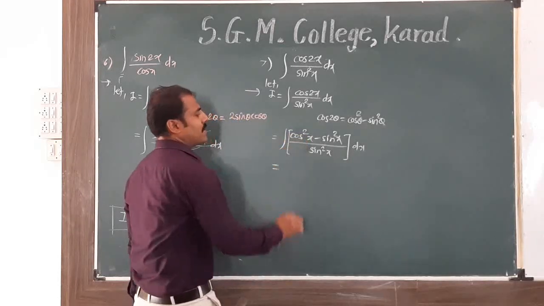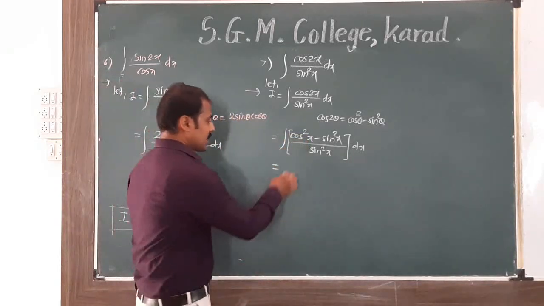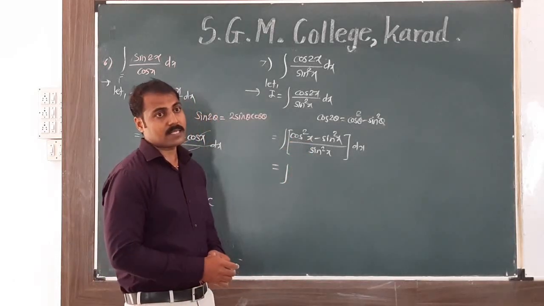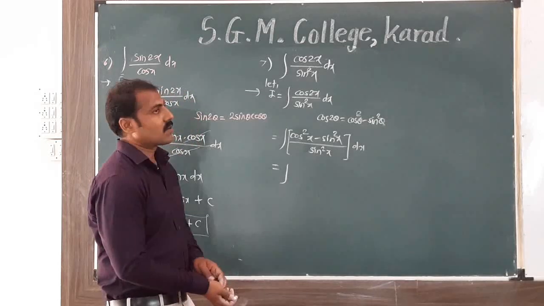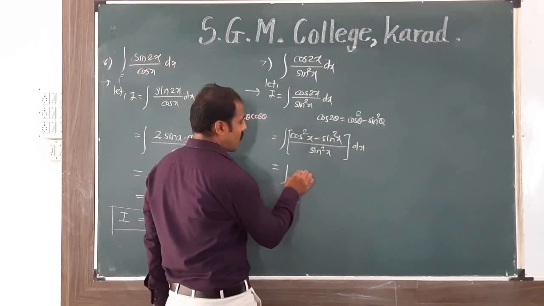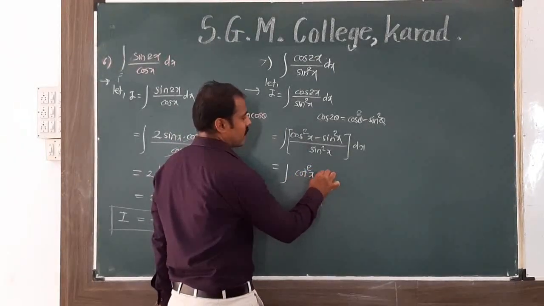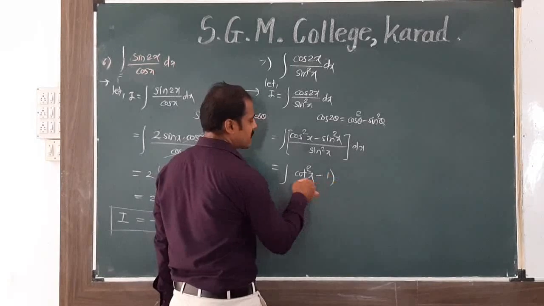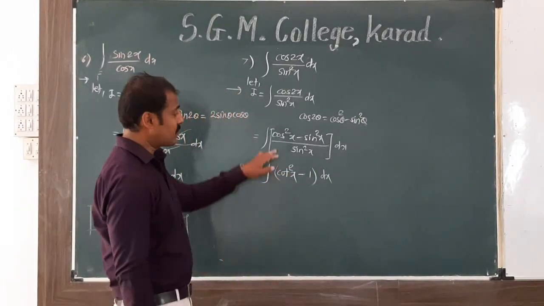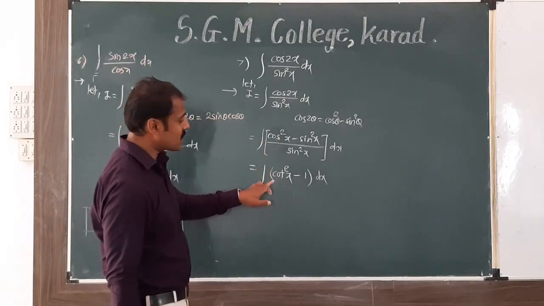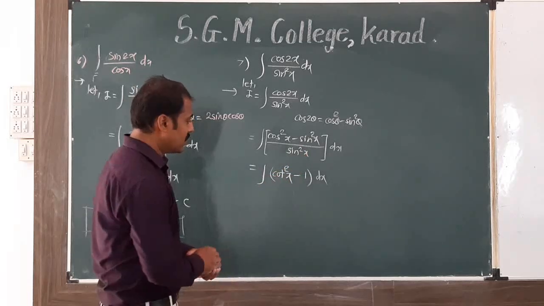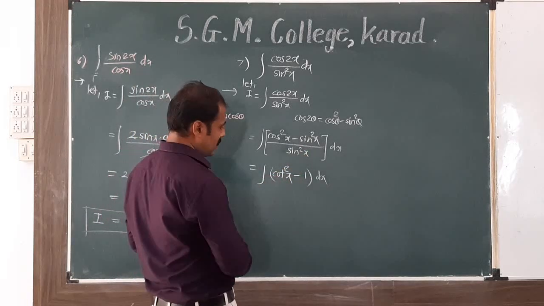On separating the denominator we get integration of, yes, cos square x upon sin square x. Cos upon sin is what? Cot. Cos square x upon sin square x is cot square x, minus sin square x upon sin square x is 1, dx. Okay, simplification: cos square x divided by sin square x is cot square x, minus sin square x gets cancelled, it's 1. Inside the integration there is subtraction.